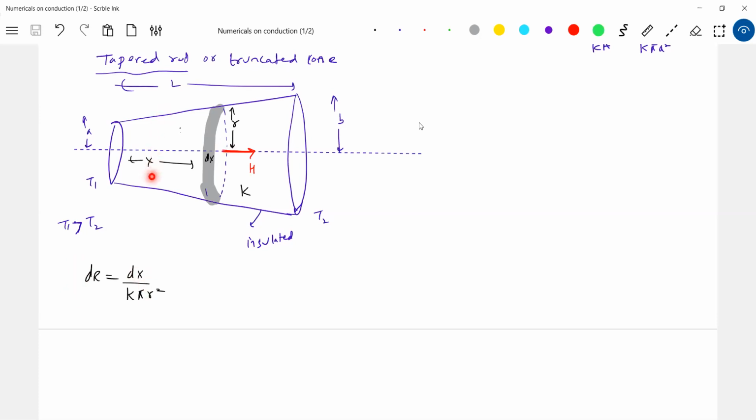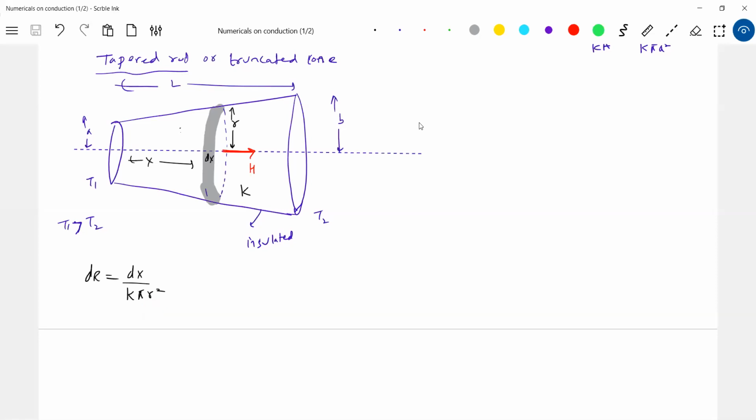If you assume one more disk, the radius of that will be variable, and even the position x is varying. So both dx and small r are variable. To integrate, there should be only one variable, so we should make it one variable. What shall I do? Already we have discussed such things in elasticity.